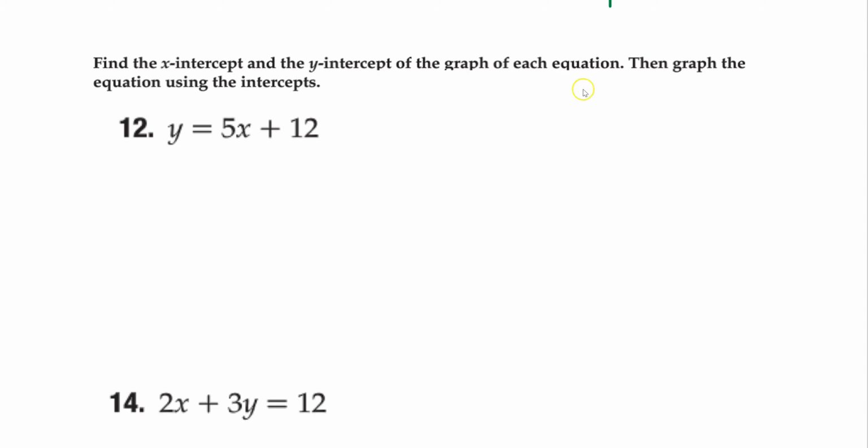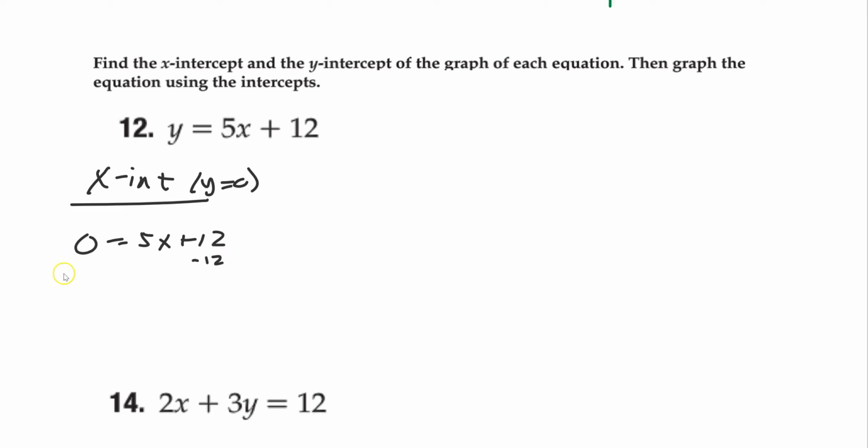Find the x and y-intercepts and then graph each equation. So let's find the x-intercepts. I think you're going to do a lot of this over the next couple of years, find the x-intercept. So all we're going to do is plug in 0 for y. So I get 0 equals 5x plus 12. Subtract 12 from both sides. Negative 12 equals 5x. Divide by 5. Negative 12 over 5. And I'll round it. Negative 2. I can do math. 2.4.